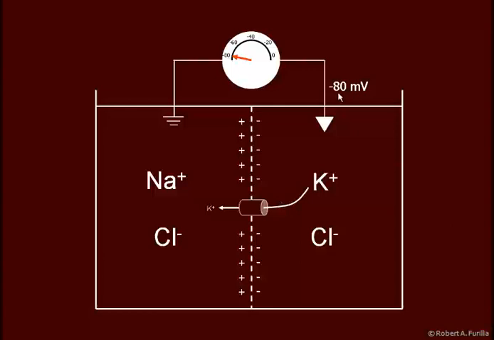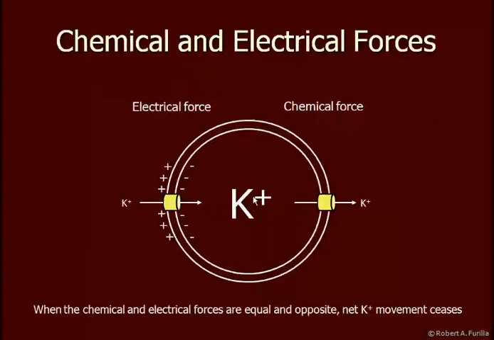Well, this number is also arbitrary because it's going to depend on the potassium concentrations, as I will mention in a second. Potassium is going to be moved according to two separate forces. One is the chemical force, the concentration gradient. Since potassium is high on the inside and low on the outside, potassium will tend to move out of the cell. However, there's also an electrical force.